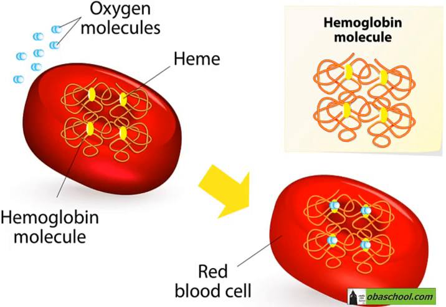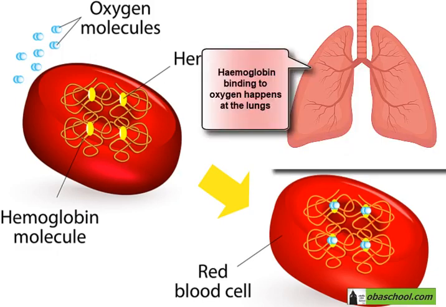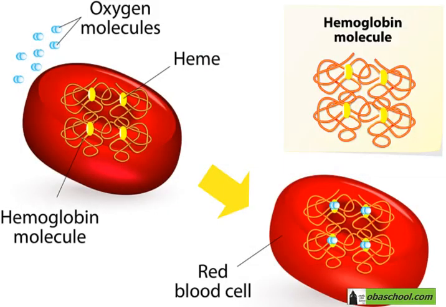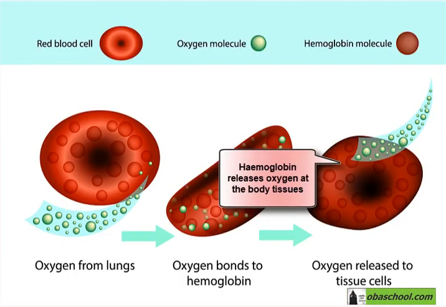So by now you should be able to recognize that the role of hemoglobin is to transport oxygen. Hemoglobin associates with oxygen at the surface where gas exchange takes place, so at the lungs. It associates with oxygen quickly, and it can also dissociate from oxygen quickly at the surfaces where it needs to unload oxygen, so at the body tissues.